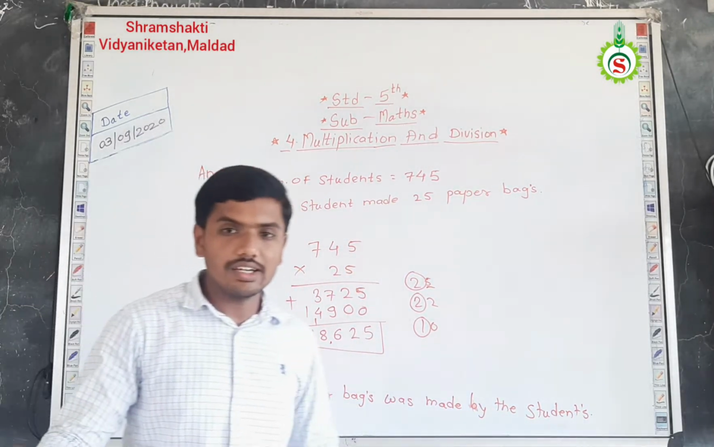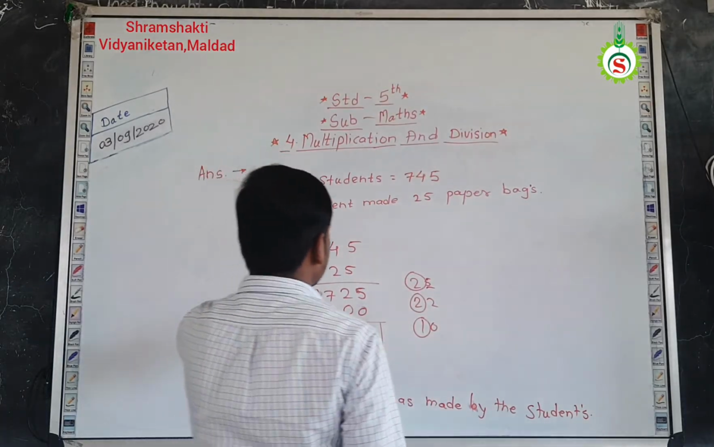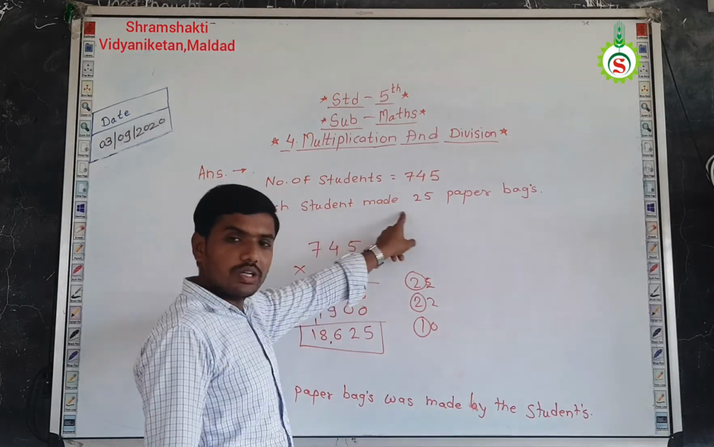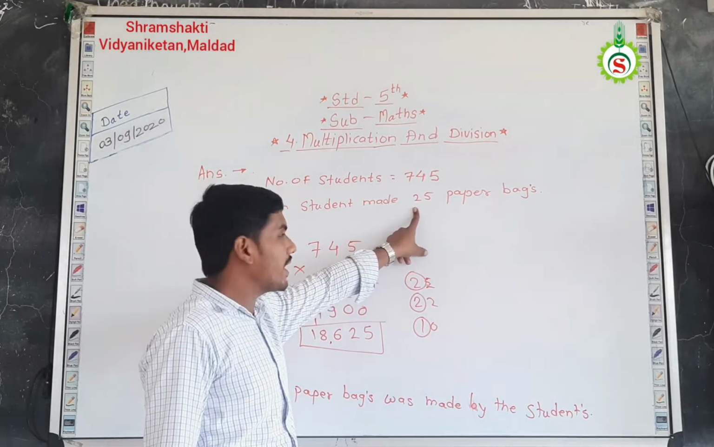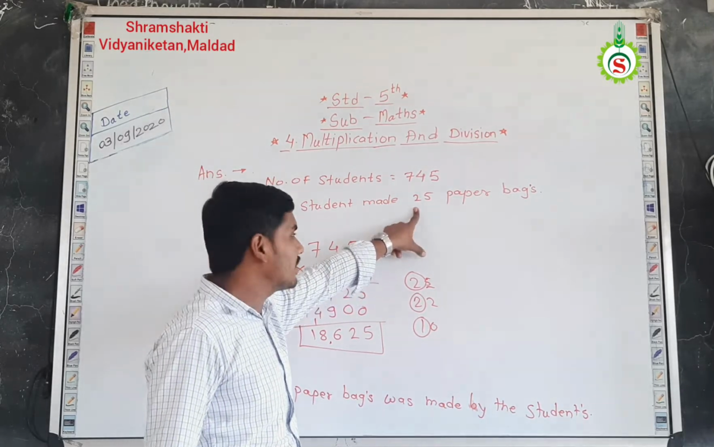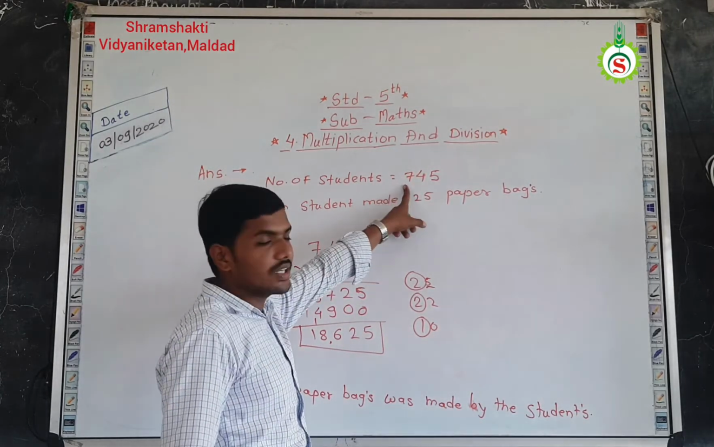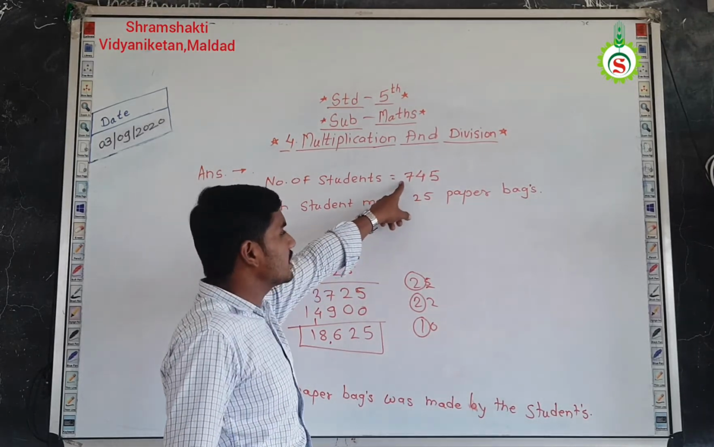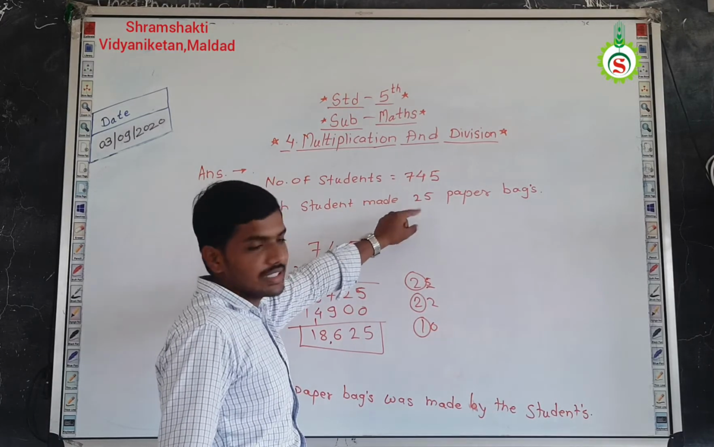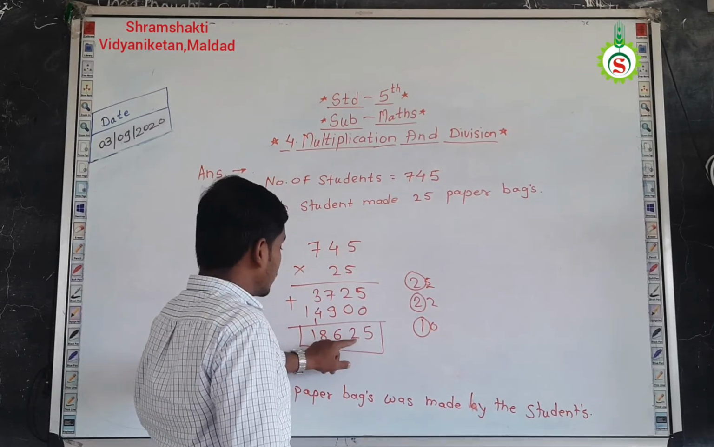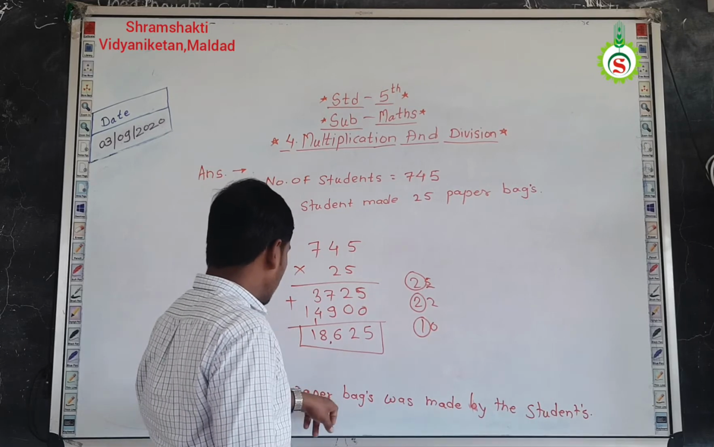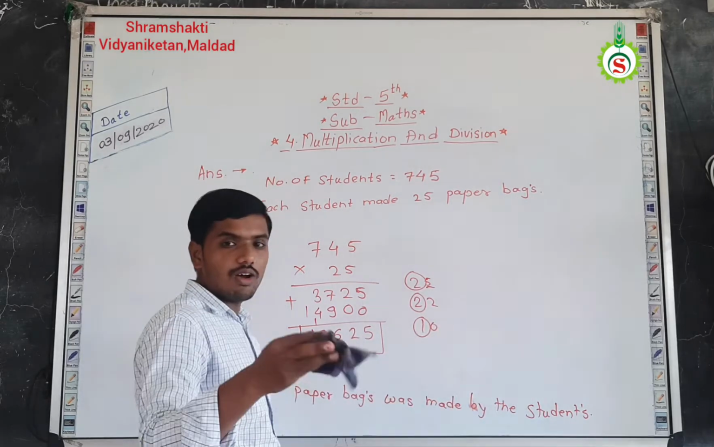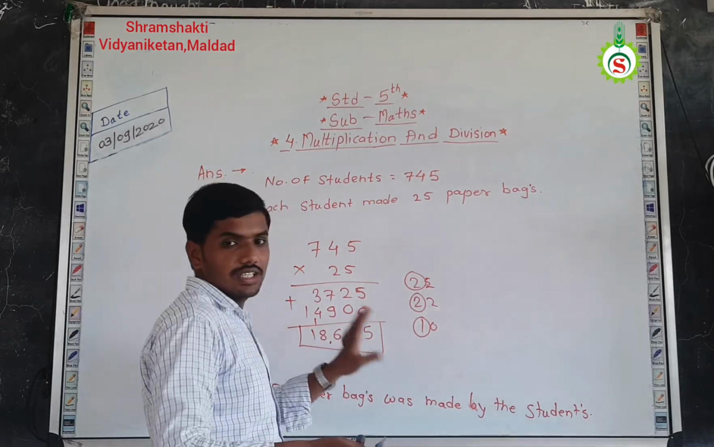Okay. Now I think all of you understand how we have solved this numerical. Why we have taken the multiplication? Because all students have made the same paper bags. How many paper bags? Each student has made 25. So the number of students is more than 1. So how many students? 745. That's why I have taken the multiplication. So larger number multiplied by smaller number. And answer is 18,625. So 18,625 paper bags was made by the students. That is nothing but the answer of our second question. Like that you have to write down the answers.